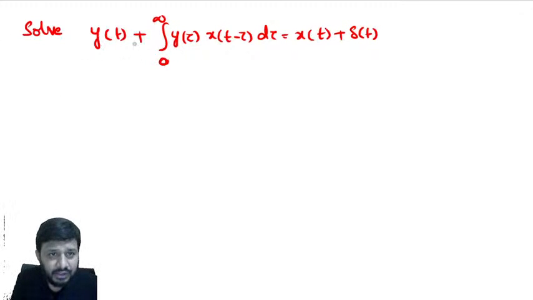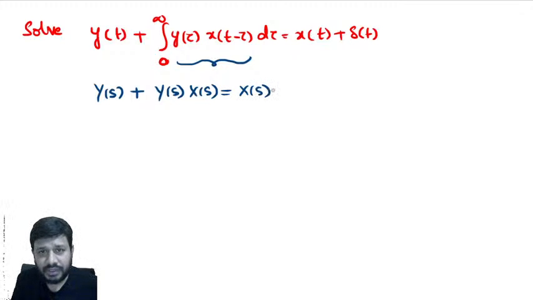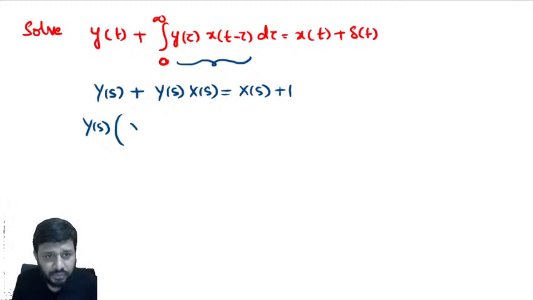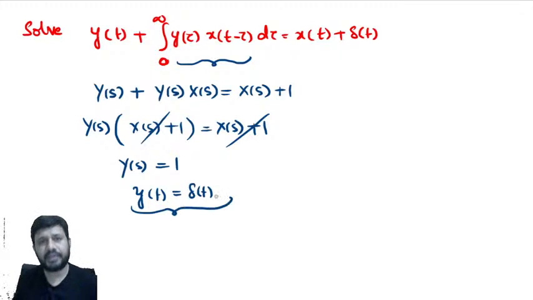Applying Laplace. What is the Laplace transform for y of t? Y of s. And what is this operation? This is convolution, and we know that convolution in time domain is equivalent to multiplication in S domain, is equal to x of t Laplace transform is x of s plus 1. Now do one thing, you take y of s common, y of s times x of s plus 1 is equal to x of s plus 1, or y of s is equal to 1, y of t is equal to del t.